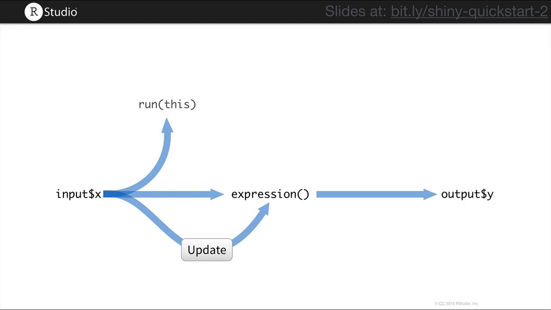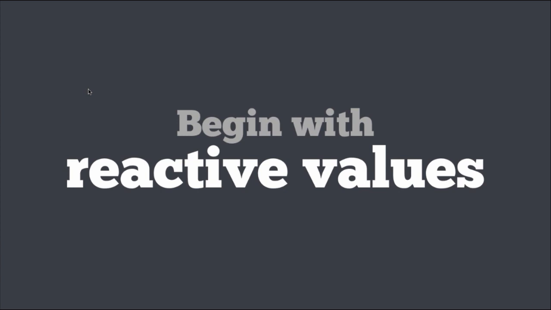And these sorts of things are going to provide the material that we go over today. We'll look at how to start with inputs and create all these different patterns of reaction within your Shiny app. We'll begin with reactive values, because that's where reactivity starts with Shiny.